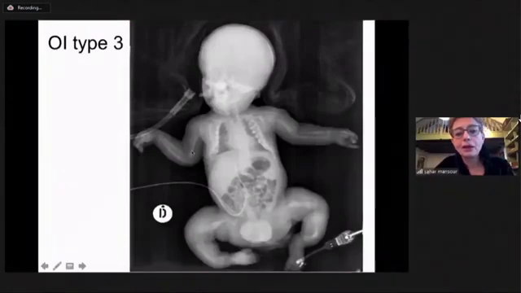And this is OI type 3. This is a baby with OI type 3. It's a very severe but non-lethal form of osteogenesis imperfecta. You can see multiple fractures with callus formation here. You can see thin ribs. Sometimes you can see fractures in the ribs, and the bone density is reduced. These kids have huge problems with fractures. The treatment is improving. They are now given regular bisphosphonates, which has reduced the number of fractures, but it's a very nasty condition.